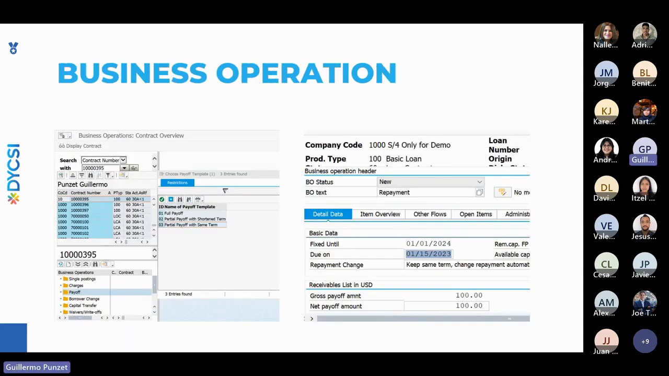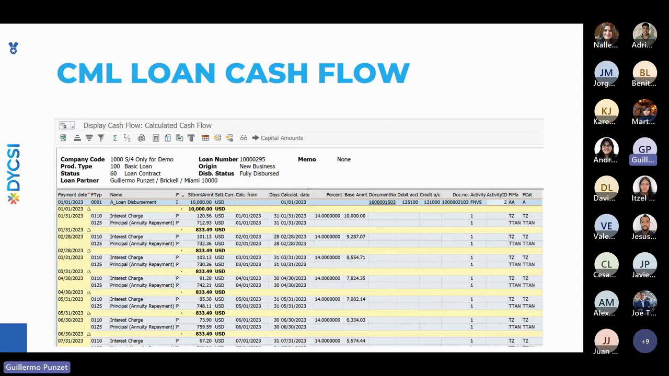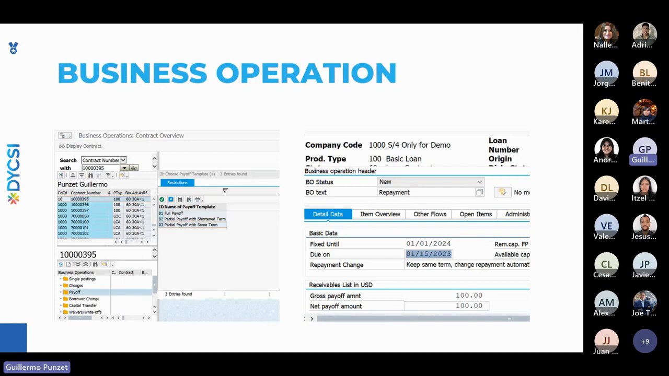Now, let's see how the system behaves after a business operation, okay? So here we have the cash flow as it looks after being created with just very simple conditions, with interest and principal. But how would the cash flow change if a business operation were made, like a payoff? So let's see. Here we're making a payoff. We're paying down $100 for this loan in this particular date.